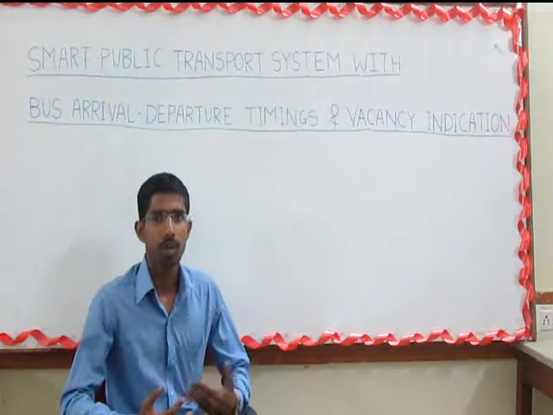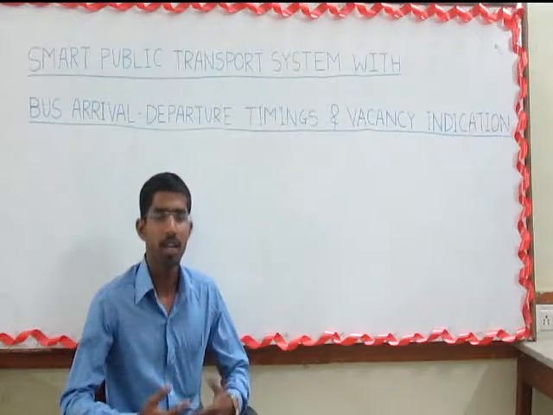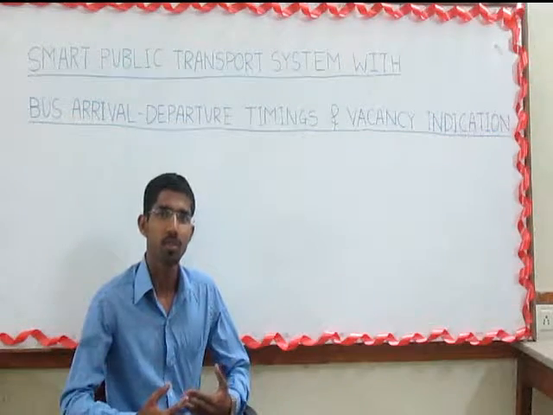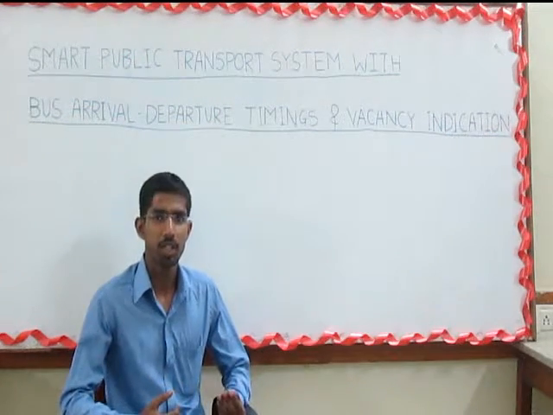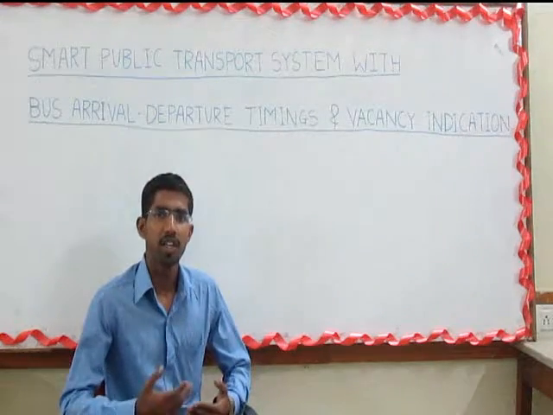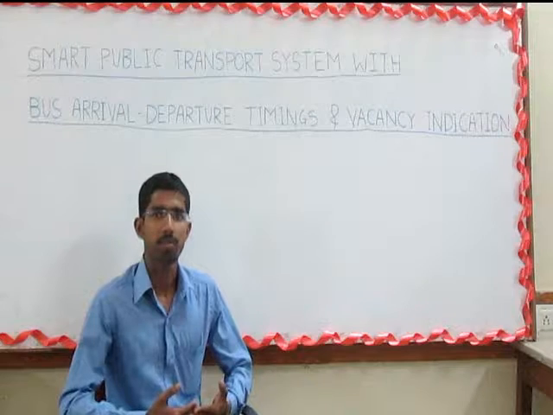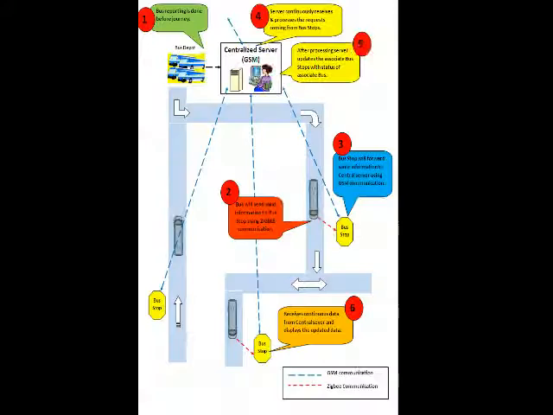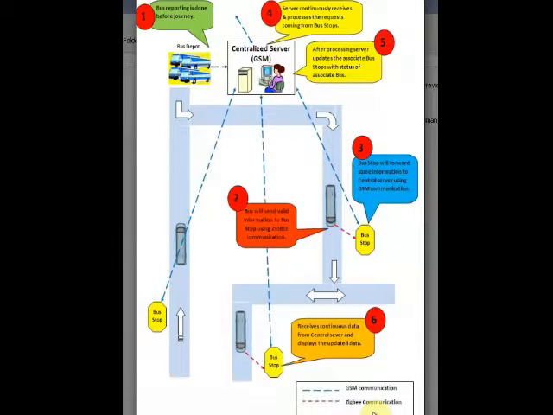The main objective of our project is to establish a system which displays the vacancy and arrival timing of a particular bus through media like display units and a web board. The system makes use of two wireless communication technologies: Zigbee for short distance communication between bus and bus stop, and GSM for long distance communication between bus stop and the central server.